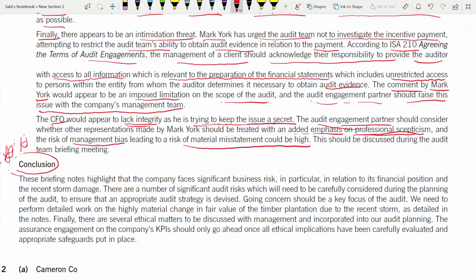This should be discussed during the audit team briefing meeting. Now finally, the conclusion. How do you conclude?